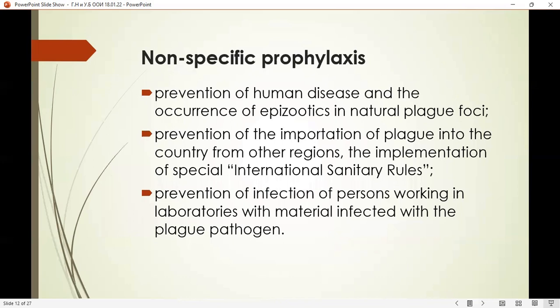Non-specific prevention of plague is of great importance, which includes the following measures: prevention of human disease and the occurrence of epizootics in natural plague foci, prevention of the importation of plague into the country from other regions through the implementation of special international sanitary rules. Also, prevention of infection of persons working with infected Yersinia pestis material is carried out by the regulation of the work of anti-plague institutions.